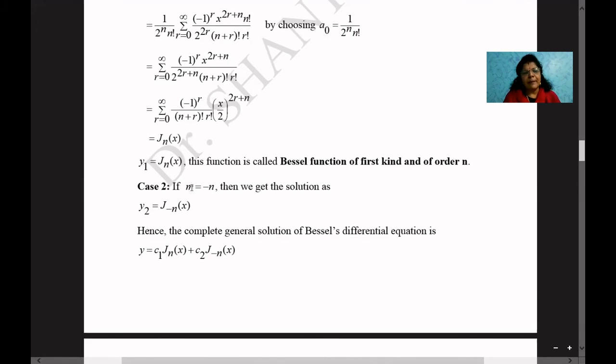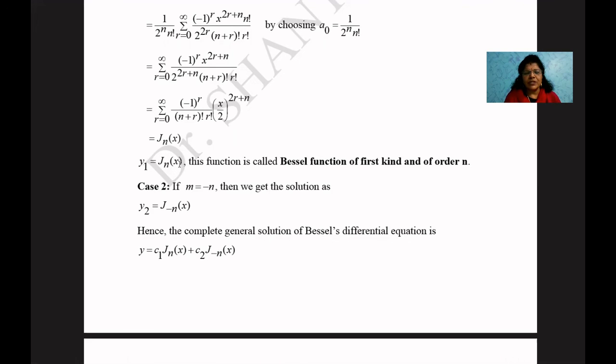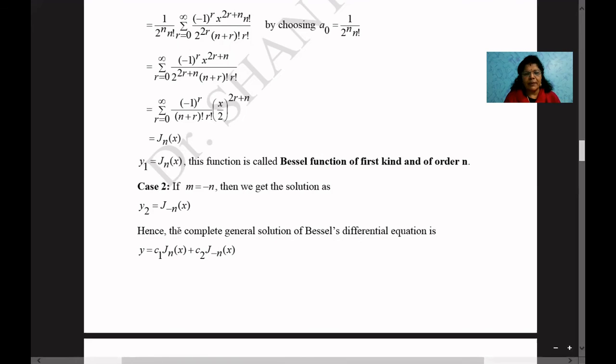Similarly, when you substitute m is equal to minus n, you will be getting the second kind of solution, that is y2 is equal to j minus n of x. Thus, we have obtained two different solutions. One is Jn of x, the other one is j minus n of x. But this Bessel differential equation is a second order ordinary differential equation. Means two solutions we should get. Both the solutions are Jn of x and j minus n of x. Hence, the complete general solution of the Bessel differential equation is y is equal to C1 into the first kind of solution, that is Jn of x, plus C2 into j minus n of x. That's it. This is the series solution of Bessel differential equation.